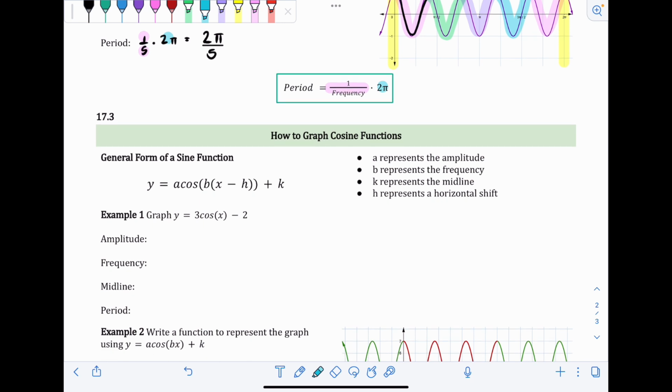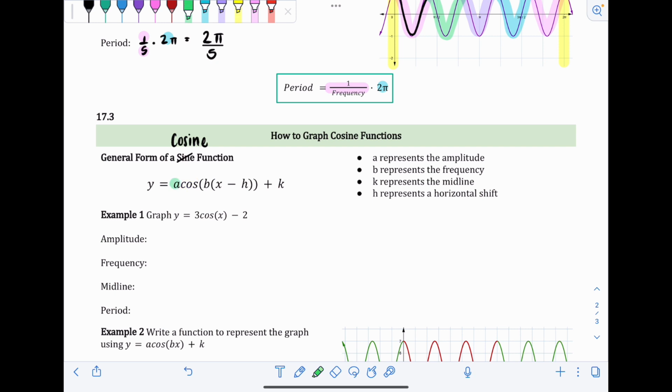Okay, 17.3 is how to graph a cosine function. So, sorry, this is a typo. The general form of a cosine function looks exactly the same as the general form of a sine function, but instead of having sine, it has cosine. So it's y equals a times cosine b of x minus h plus k. All those letters have the same exact meaning. It's just instead of having sine here, we have cosine.